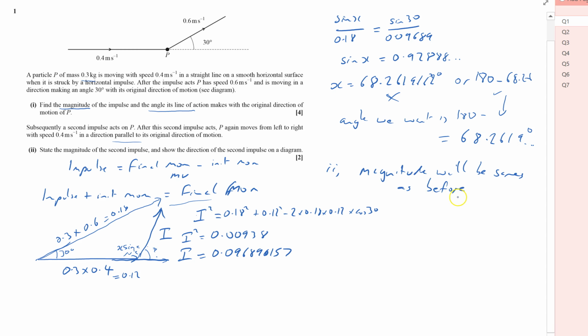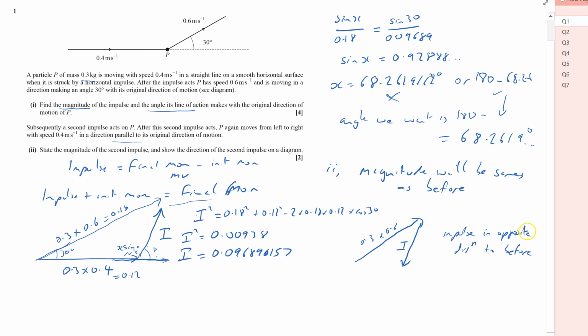And I've got to show the direction on a diagram. Well, the thing is, it was coming like so. That's the 0.3 times 0.6, and it's going to go in the opposite direction, back like so, and that'll be the impulse in the opposite direction to before.